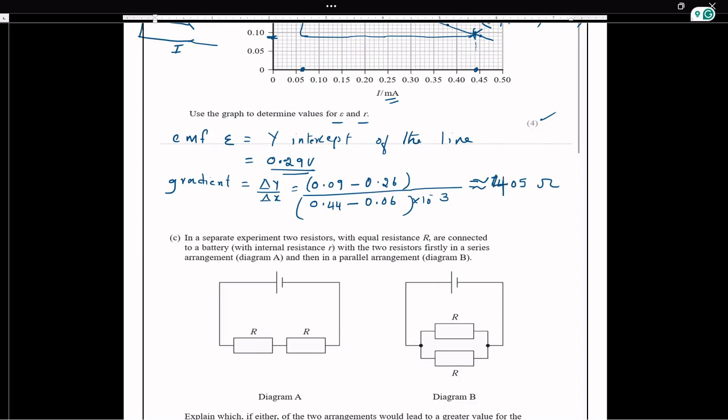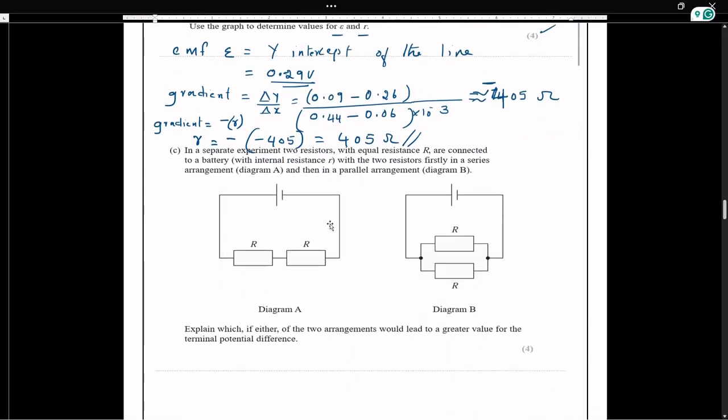But we know that the gradient is negative of r, and also there is a minus sign here, minus 4.5. The gradient is negative of r, therefore r is negative of negative 4.5, which is positive 405 ohms. This is the resistance we are getting. Now let us move on to the next part of the question.